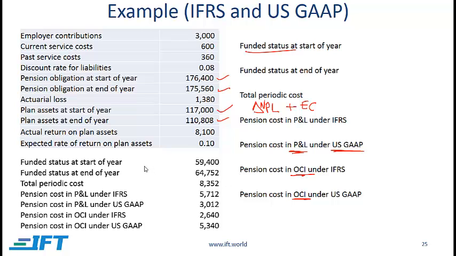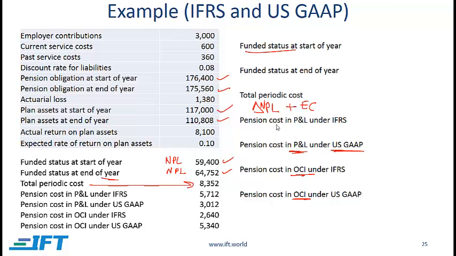The funded status at the start of the year, as I said, is the difference between this and this, which is 59,400. The funded status at the end of the year, you should get this number again, the difference between assets and liabilities at the end of the year, and these are both net pension liabilities. What is the total periodic cost? So that is the change. So it's going to be this number, 64,752, minus this plus 3,000. So that's the total periodic pension cost for the year.